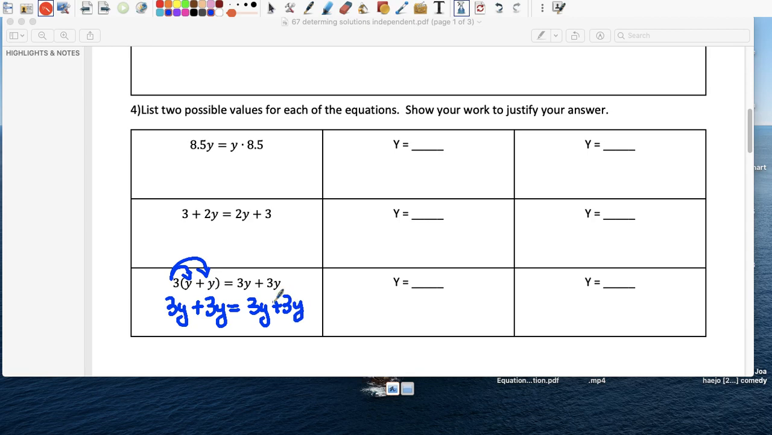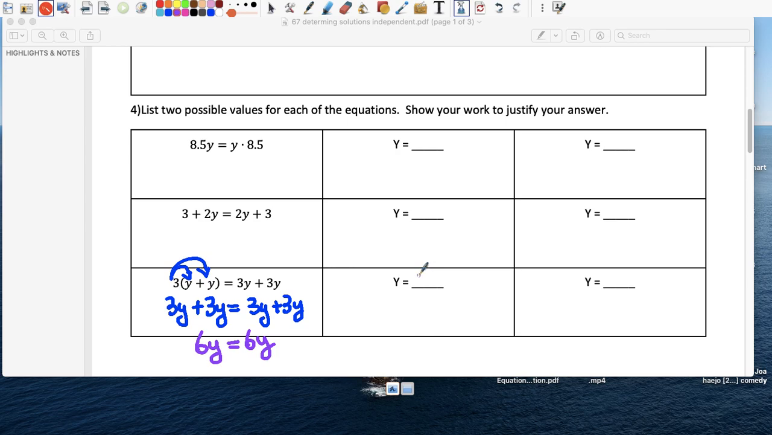exactly the same. We can even do one more thing. Podemos hacer una cosa más. They're the same, right? 3y, y, and y. So we can write 6y. So vamos a hacerlo más corto. Let's make it shorter. And then 3y, 6y. So let's play with this.